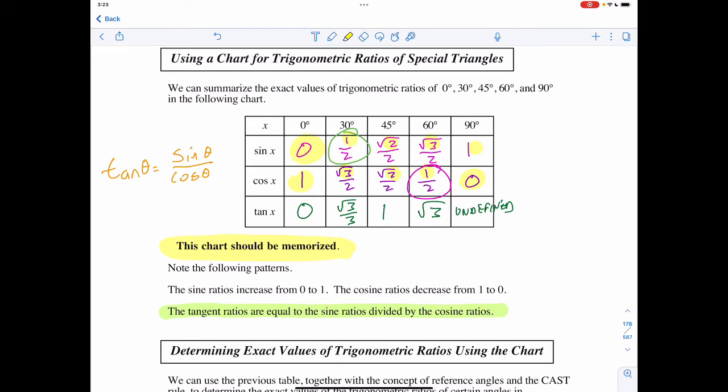I could think of them all as square roots, right? The square root of 1 is just 1, so 1 or the square root of 1 would be the same, and those ones are all over 2. The trickier ones are the tan ones, but once again, not a lot of numbers to remember.